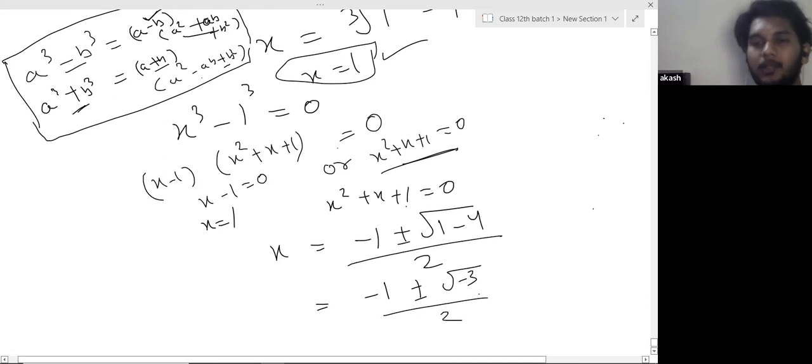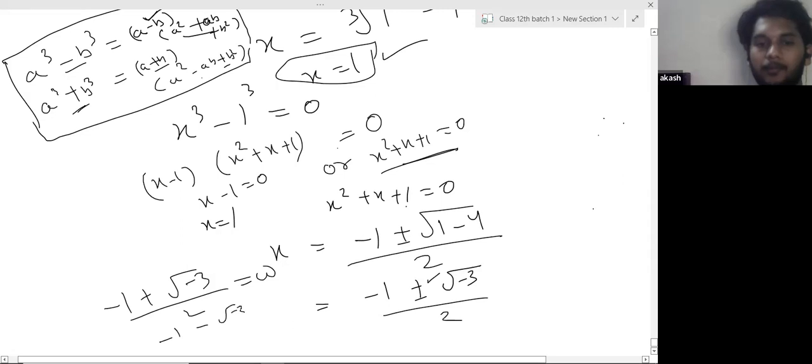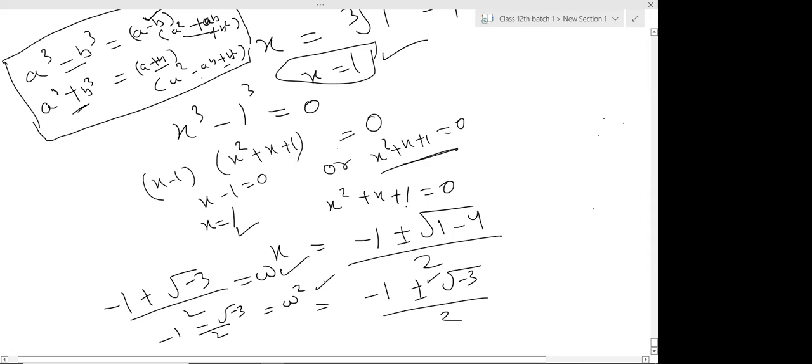This is why this is called complex root of unity. All right. So once you take this, minus 1 plus root negative 3 by 2, this is called omega. We write that as w, small w. And if you take the negative, this is called omega square. All right. These three are called cube root of unity: 1, omega and omega square. Is this clear? Yes, sir. Write it down.